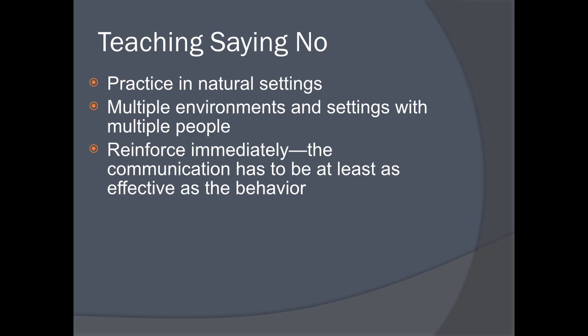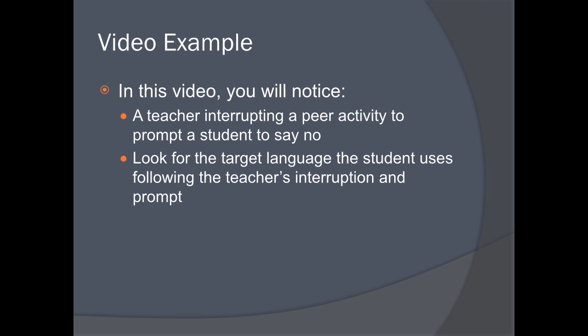Also, remember to give the student reinforcement, either external reinforcement or escape from an undesired activity, promptly after the communication attempt. Anytime we are dealing with behavior, it is important to remember that the new behavior we are teaching will only be adopted if it works better than the problem behavior at accomplishing the same goal. So, if we have a student that is tantruming to get out of an activity, saying no should be even quicker and more effective than the tantrum if we want things to change. Let's watch our first video.